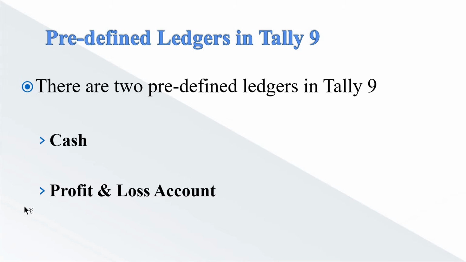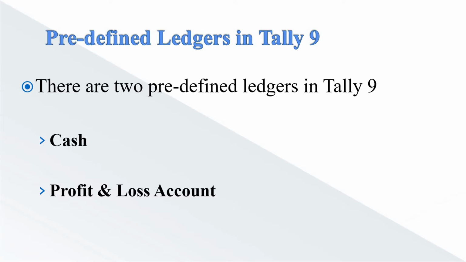Now let's see the predefined or built-in or reserved ledgers in Tally. There are two predefined ledgers in Tally. One is cash, the other one is profit and loss account. These are the two predefined ledgers in Tally. We have seen already in case of groups we have 28 groups. The same way we have two predefined or built-in ledgers in Tally. Let's see the first one, the cash, right?